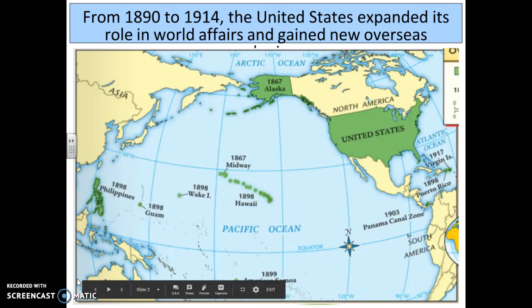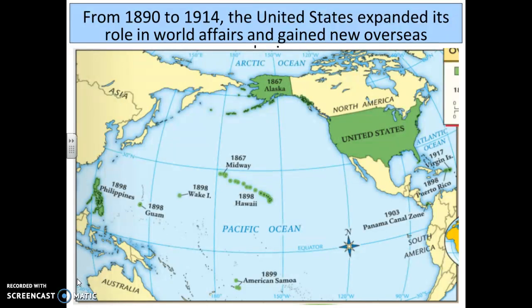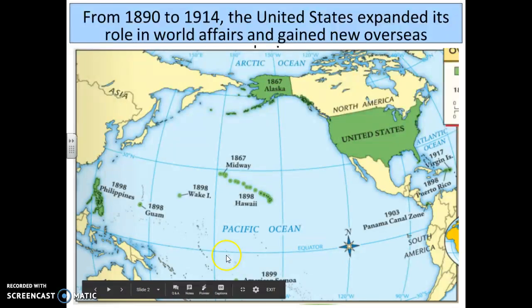So I like this map because it does a really good job of showing how, from the 1890s to the early 1910s, the United States is expanding into the Pacific Ocean. So instead of expanding south into Central and South America, or east into Europe and Africa, they're expanding west into the Pacific and into parts of Asia.